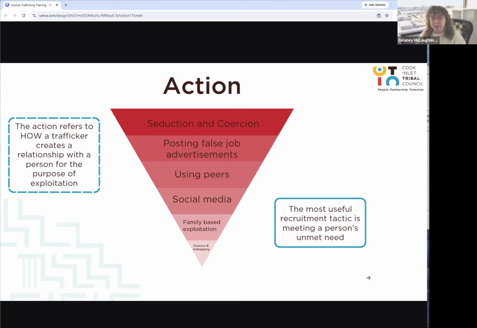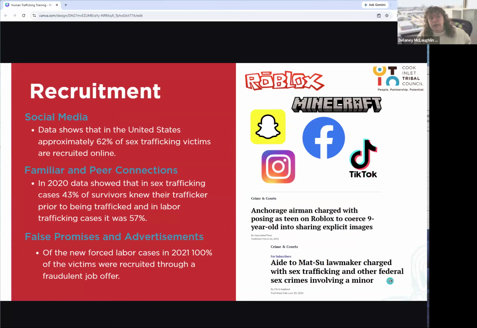But yeah. So when we're talking about recruitment, data shows that in tried sex trafficking cases, about 62% of sex trafficking victims are recruited online. Some popular methods that we have seen recently have been the use of anonymous chat rooms in online platforms such as Roblox or Minecraft, Snapchat, Instagram, anywhere where somebody can be anonymous online talking to other people, and they don't have to verify age or anything like that.